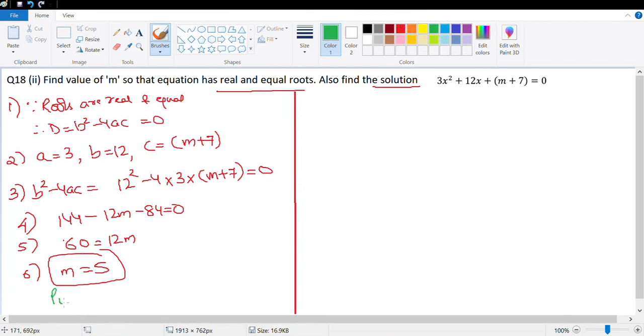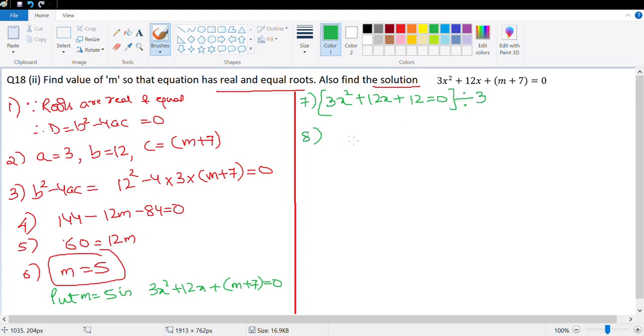Now put m is equal to 5 in 3x square plus 12x plus m plus 7 is equal to 0, and what we get is 3x square plus 12x plus 5 plus 7, that's 12, is equal to 0. I notice all elements have 3 in common, so let's divide everything by 3, and what we get is x square plus 4x plus 4 is equal to 0. We just got this in one of the previous questions. This is nothing but (x plus 2) the whole square, which is equal to 0.